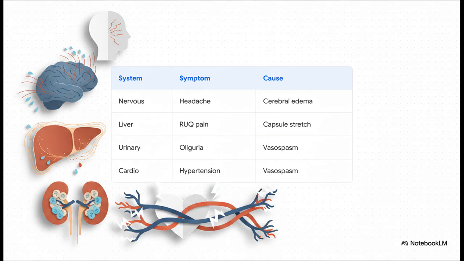Over in the digestive system, right upper quadrant pain occurs because leaky capillaries in the liver cause edema, which literally stretches the liver capsule. In the urinary system, reduced urine output and proteinuria happen because the filtering units of the kidneys suffer from glomerular endotheliosis. Basically, the endothelial cells swell up and block filtration. And in the cardiovascular system, intense global vasospasm causes that hallmark hypertension. It's a clear line from structure to function to dysfunction.